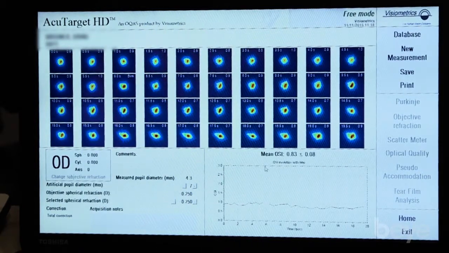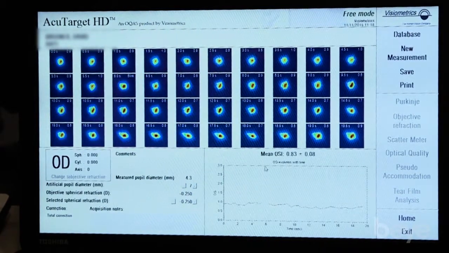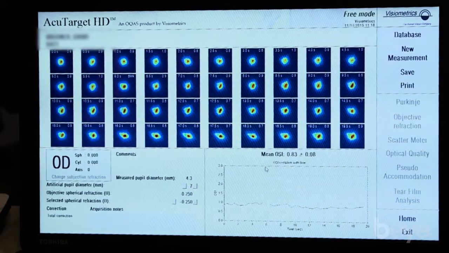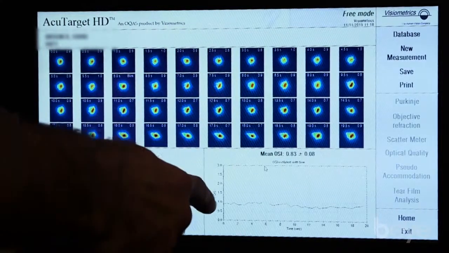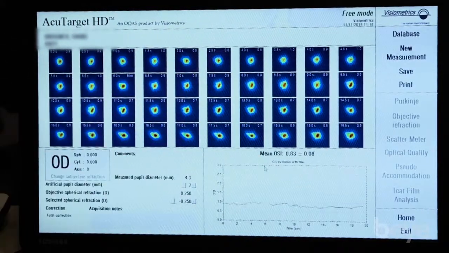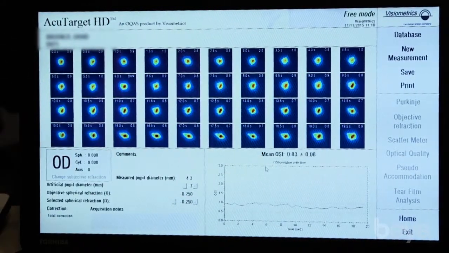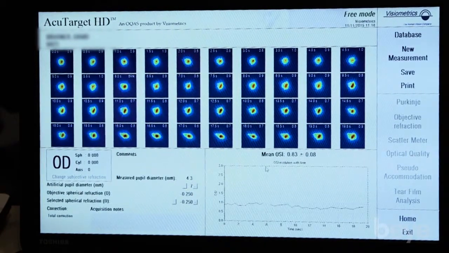In patients that would have meibomian gland disease or tear film that is affecting their quality of vision, like a lipid disorder due to meibomian gland dysfunction, you'll see these ocular scatter scores increase over the first 5 seconds of the test. And these are patients where their tear film is absolutely affecting their quality of vision.